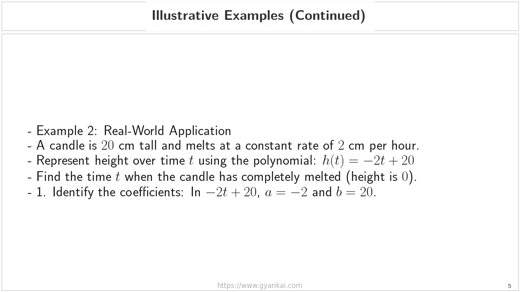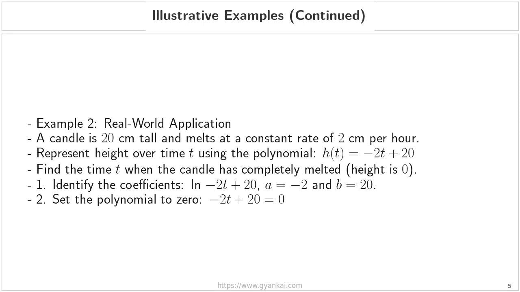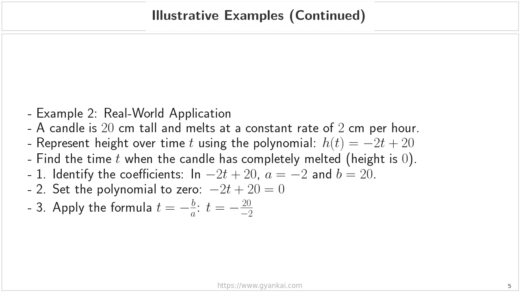First, we identify our coefficients by comparing our equation to the general form we studied earlier. In our equation, -2t plus 20, the value of a is -2, and our constant term, b, is 20. Next, we set our polynomial equal to 0, so -2t plus 20 equals 0. Now, we apply the formula we learned on the previous slide, which is t equals -b divided by a.